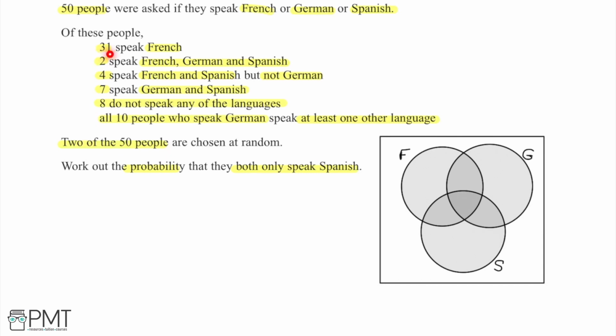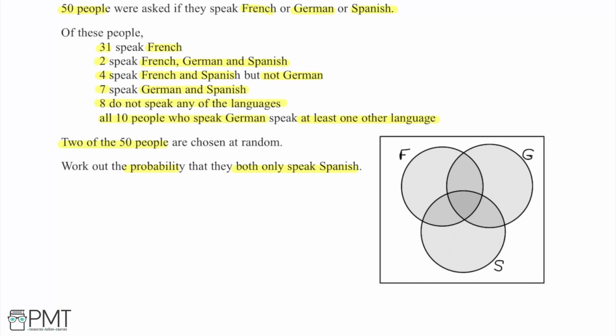So firstly, 31 speak French. Now this point is not actually going to be very useful at the start because we know that the total of the numbers in this circle is going to be 31. However, we don't know what's in each of these individual areas, so we can't actually put any numbers in here yet, so I'd have to come back to this one.